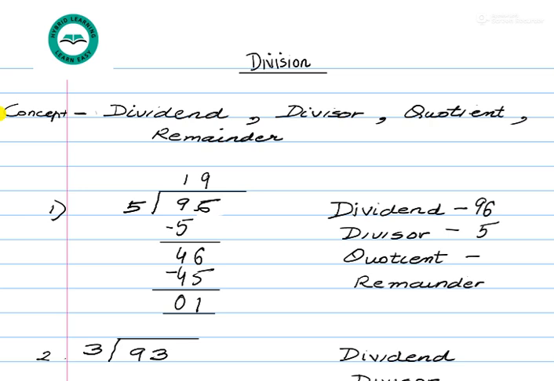Quotient. Quotient is the answer that you get after dividing 96 by 5. So the answer over here we have got after dividing is 19. So we write 19 as the answer. And after doing the whole sum, the remainder that is left at the end, you write in the remainder column. Over here, the remainder is 1. So we write it over here.